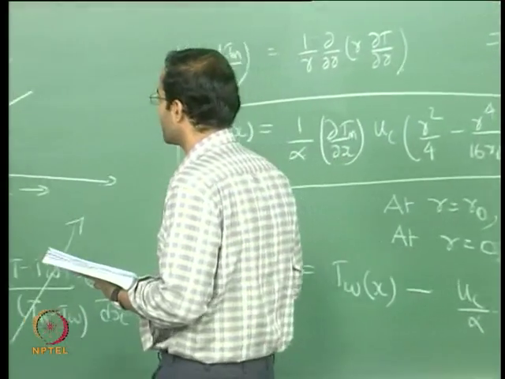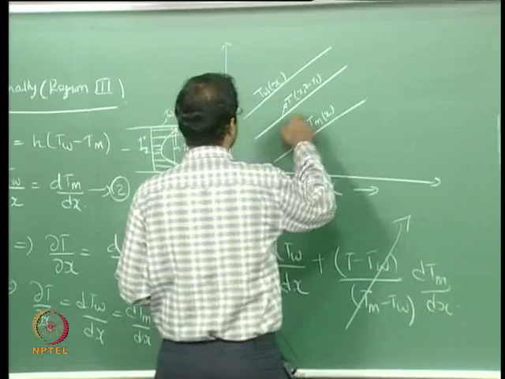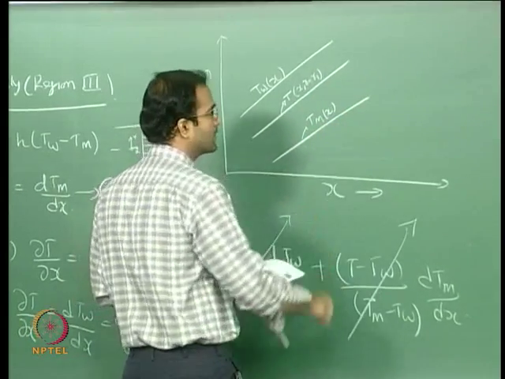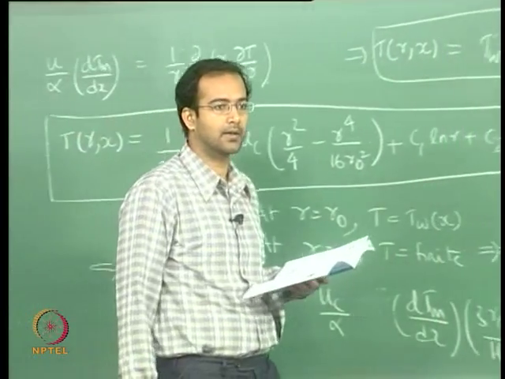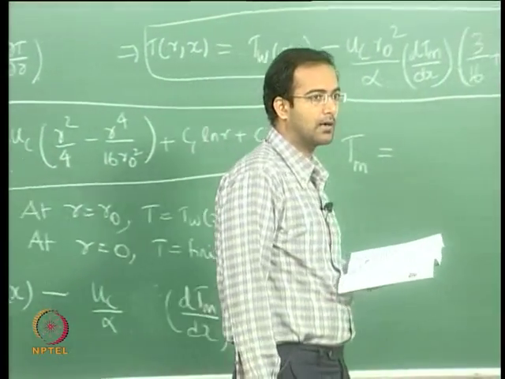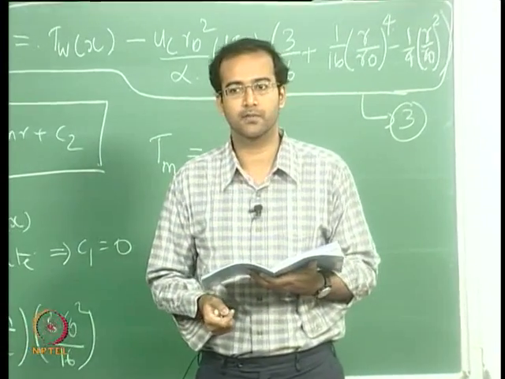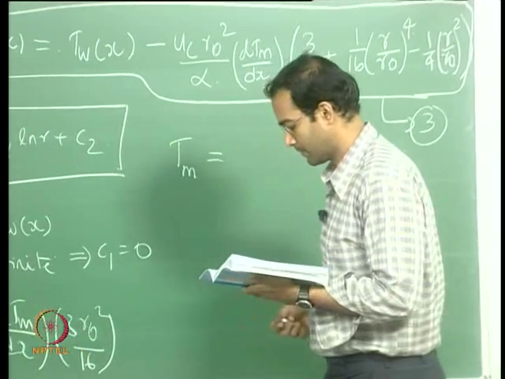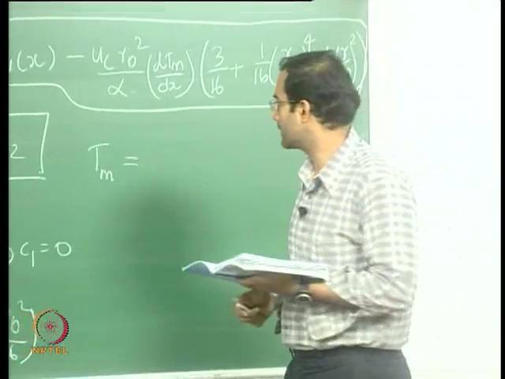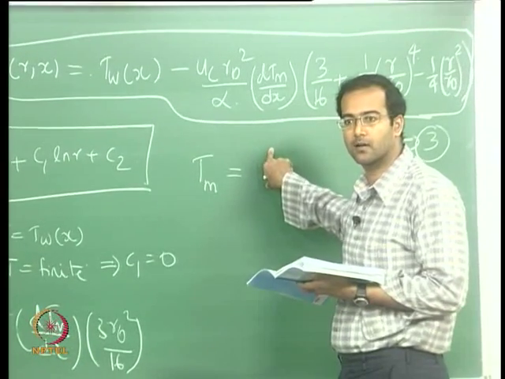So we now know the variation of T with respect to both X and R. Now we should get an expression for the mean temperature varying with X, and of course the difference between the mean temperature and the wall temperature, Tm minus T wall. So how do we define the mean temperature? It is basically a mass weighted average of temperature. And how do you mass weight?